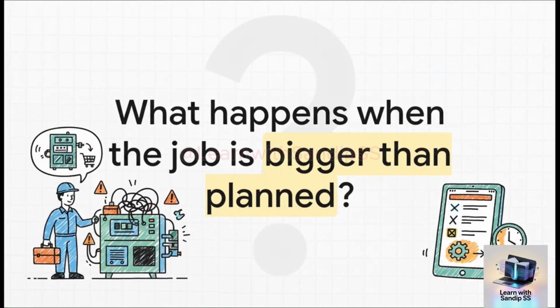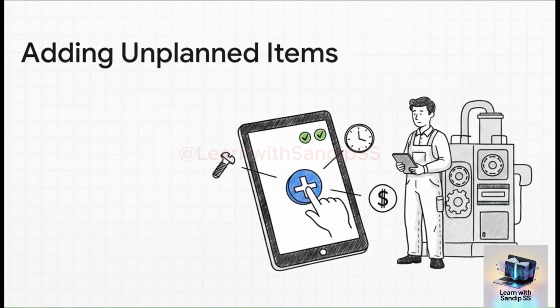Let's talk about a real-world scenario every technician faces. You get to the customer's site, and the problem is way more complex than what was described. You need a part that wasn't on the original order. What do you do then? Well, the good news is the system is flexible enough to handle exactly this situation. As long as the order is active and the confirmation is still open, the technician has the power to add unplanned items, whether that's a spare part, some extra labor time, or an expense, directly from their device, right there on site.